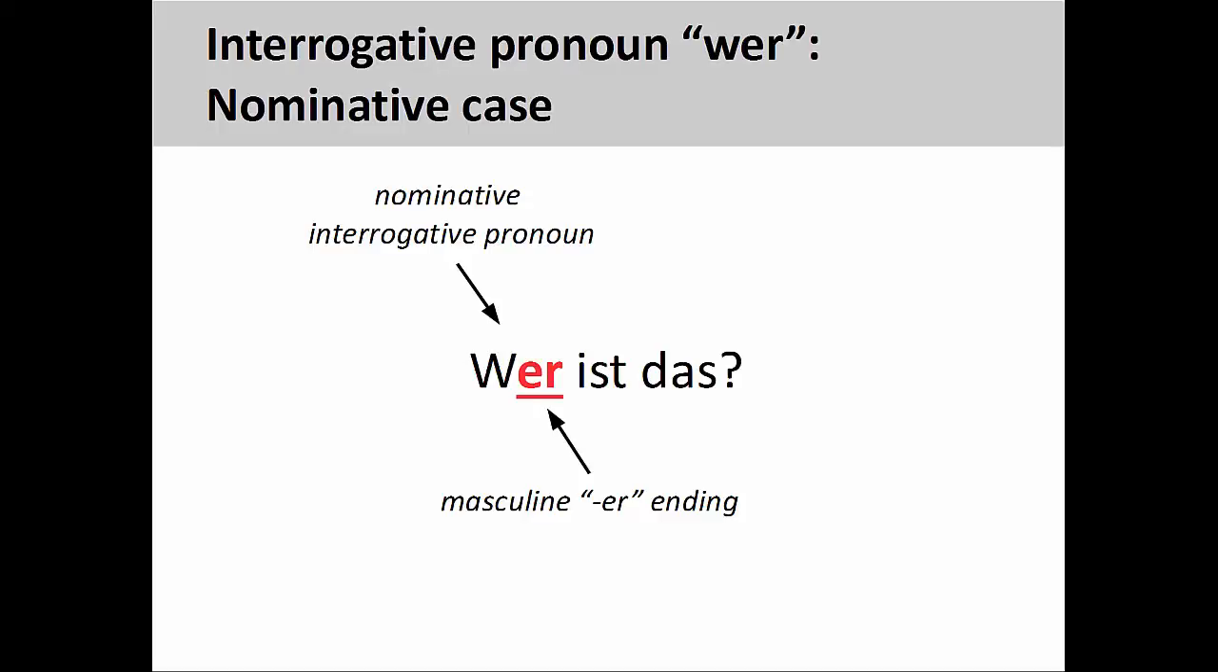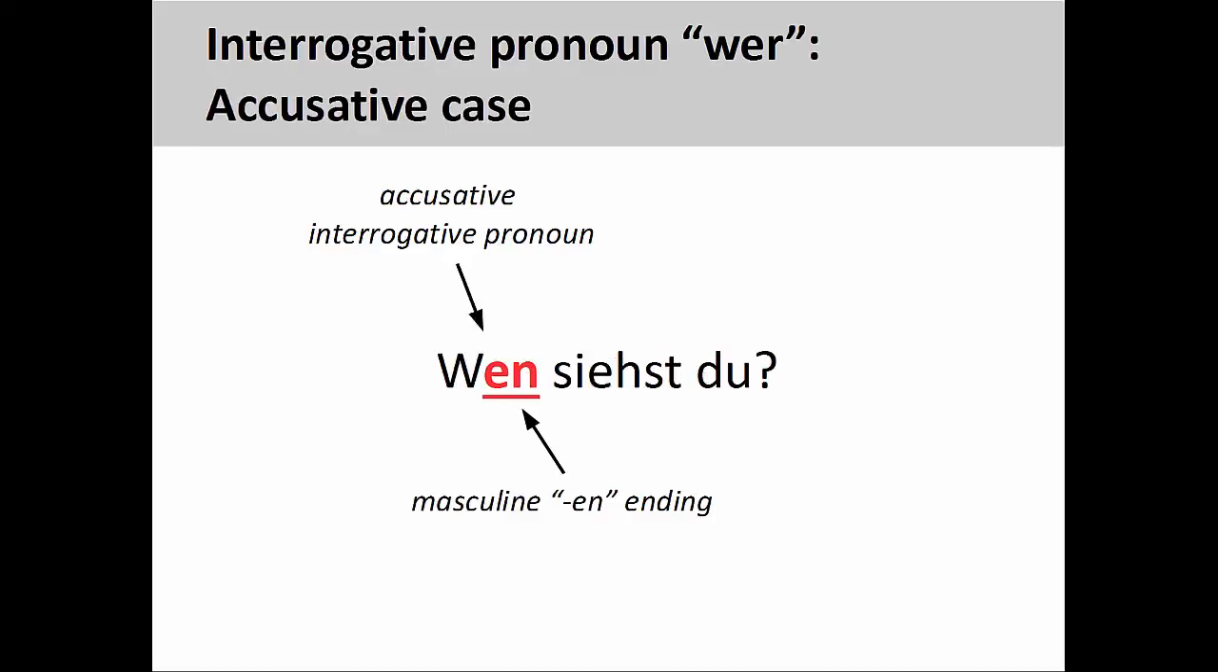Who is that? In this slide, the masculine en ending indicates that the interrogative pronoun is the direct object of the verb and therefore in the accusative case. Wen siehst du? Whom do you see?